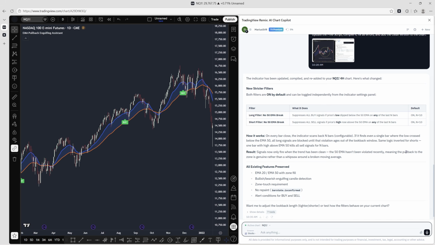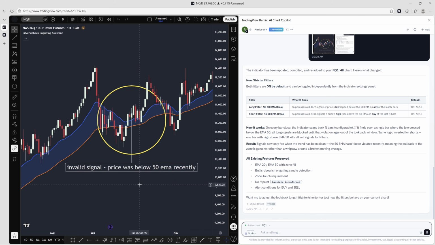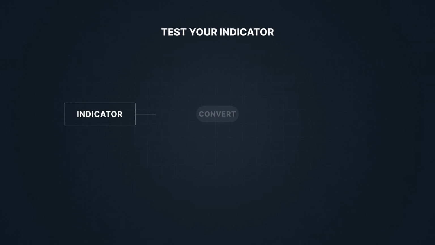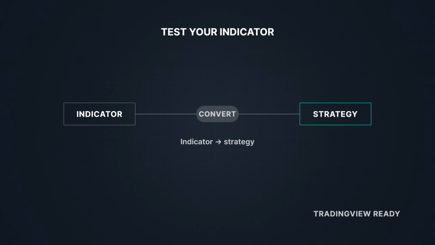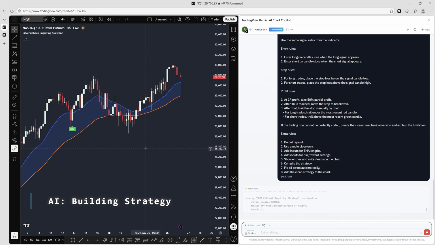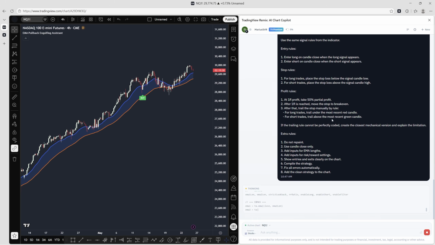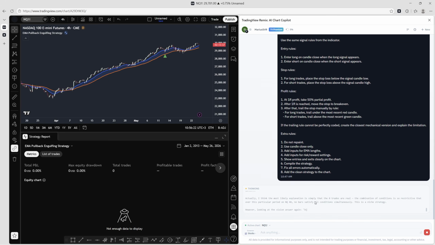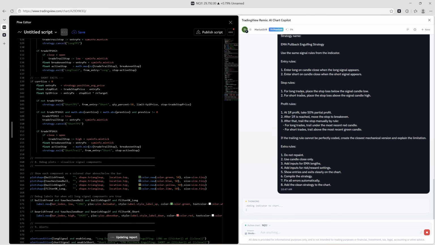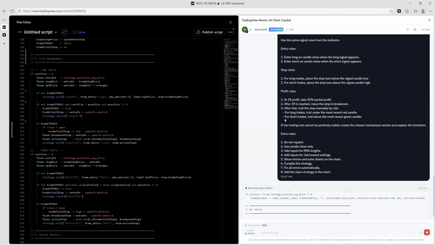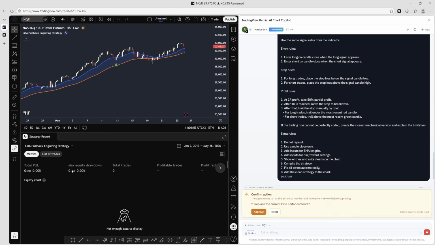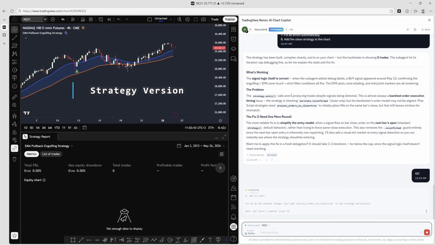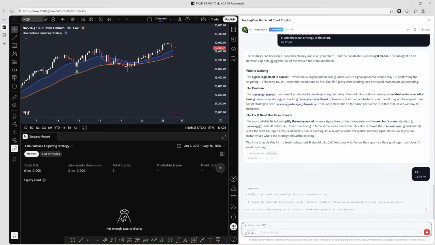But we're not stopping here. The next move is testing. Ask AI Copilot to convert your indicator into a TradingView strategy. For this one, I want to enter on candle close. For longs, to place the stop below the signal candle. At 1 hour, to take 50% profit and move the stop to break even. After that, to trail the stop under the most recent red candle. Now Copilot builds the strategy version and adds it to the chart.